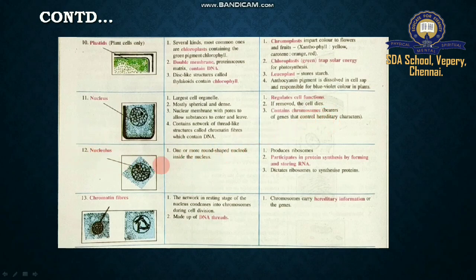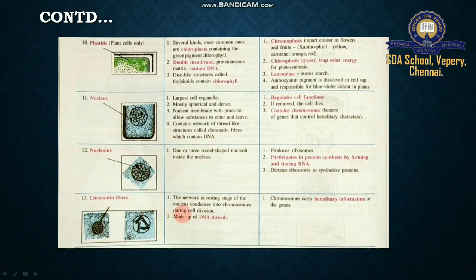Then the nucleolus: one or more round-shaped nucleoli inside the nucleus. Inside the nucleus there is a small, round, thick part called the nucleolus. Its main role is to produce ribosomes and participate in protein synthesis by forming and storing RNA, and it directs ribosomes to synthesize protein. That is the main role of a nucleolus.